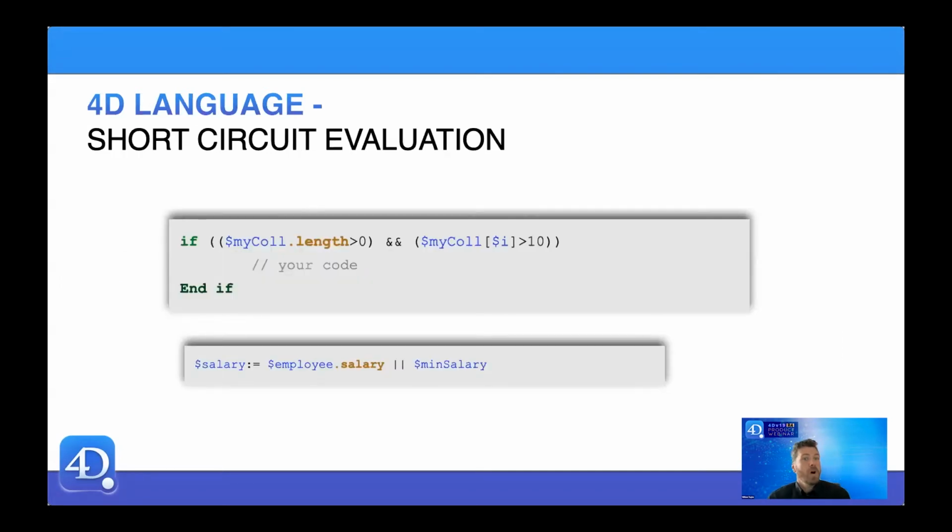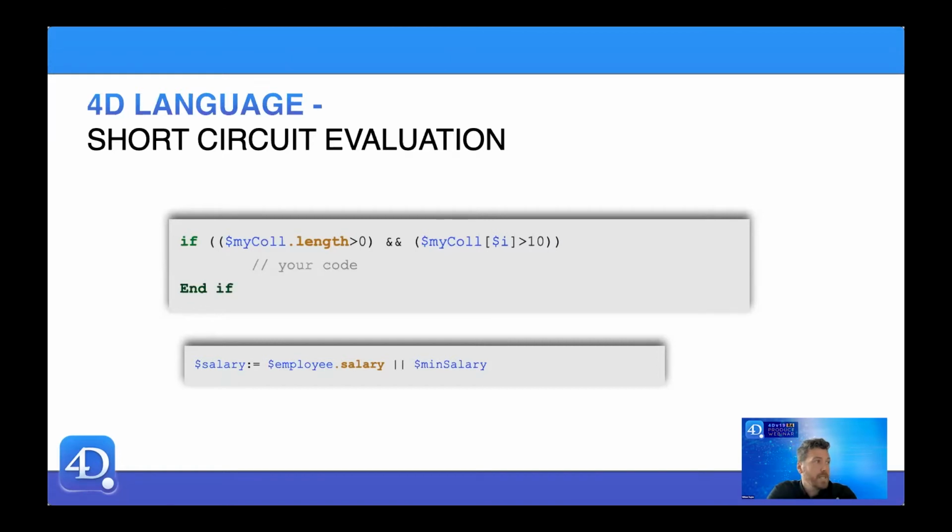So, 4D has also implemented another great idea in 19 R4, short circuit evaluation. This is using the double ampersand and double bar characters for the and and or operators, respectively. In an expression that uses an or operator, a short circuit evaluation means that the second argument is evaluated only if the first argument does not suffice to determine the value of the expression.